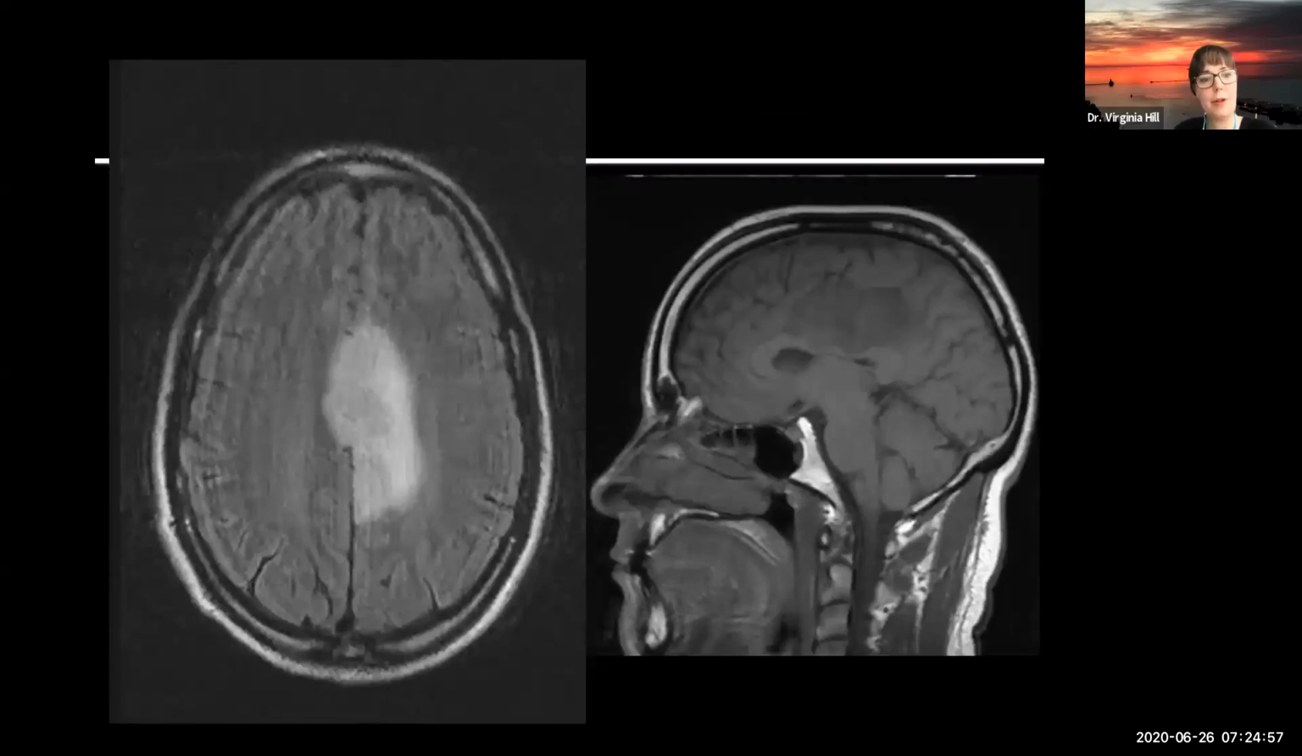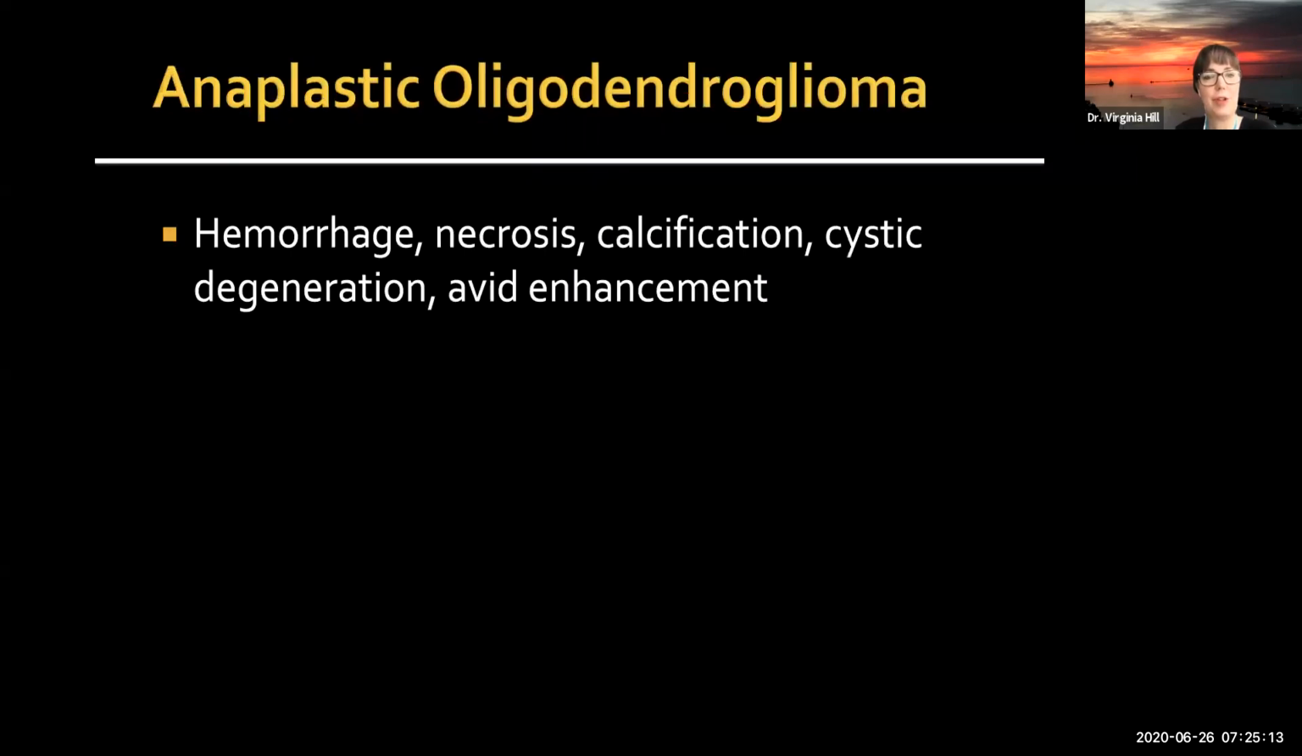And here's an example, albeit motion degraded, of an oligodendroglioma. Note it's cortical and subcortical. It has very poorly defined margins. There's really not much edema around it and no enhancement. So this is oligodendroglioma. Now, as it increases in grade with anaplasia pathologically, it becomes an anaplastic oligodendroglioma.